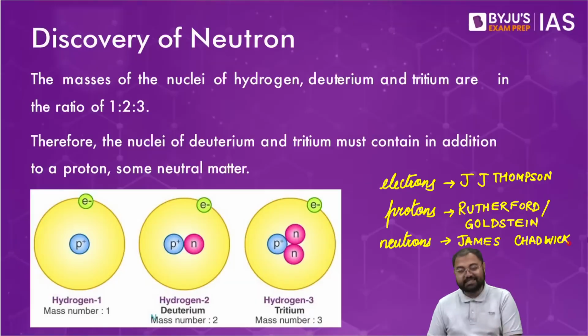But then that changed, because Goldstein proved that there are particles which are positively charged. He did not name them protons, he just said that there are positively charged particles also. Then it was Rutherford who, through his model of the atom, showed that inside the atom there is a very small space called the nucleus, where all the positively charged particles are placed. Yet there were no neutrons defined. Neutrons came later, and this was James Chadwick.